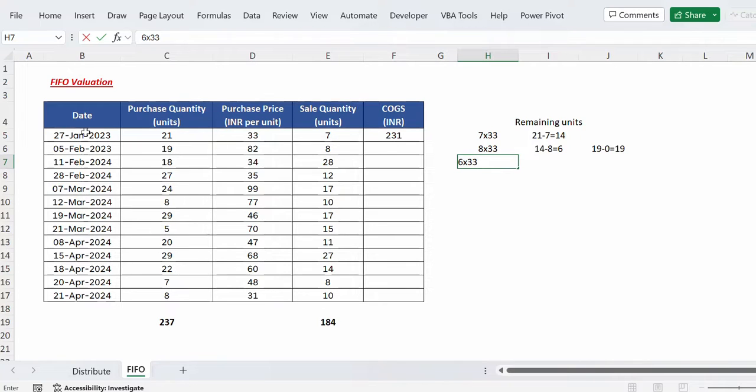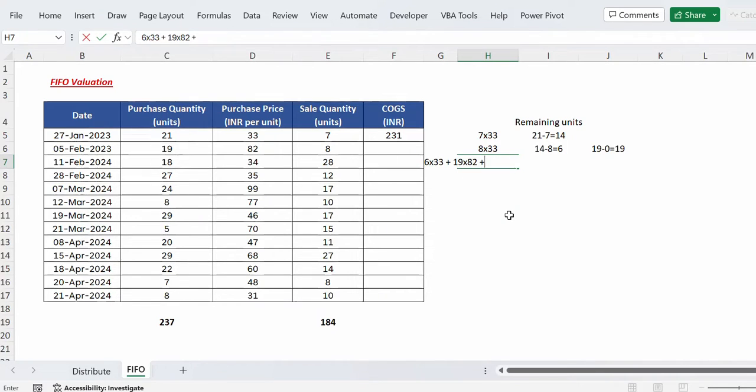So we have completely utilized the inventory that we had on 27 January. Then we will utilize the inventory that we purchased on 5th of February. So we will move on to the 5th of February. We still have 19 units remaining from 5th of February. So we will utilize them. So plus 19 into 82, right? So 19 plus 6 is 25. Now we still have 3 units, right? So now we will move on to 11th of February, and out of the 18 that we purchased on 11th February, we will utilize those units here.